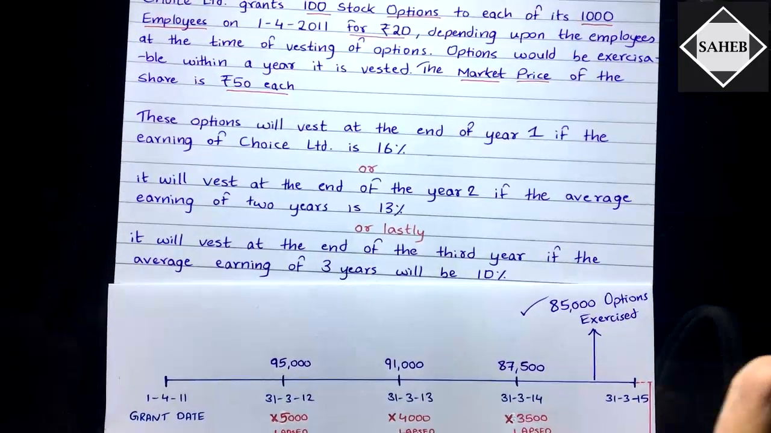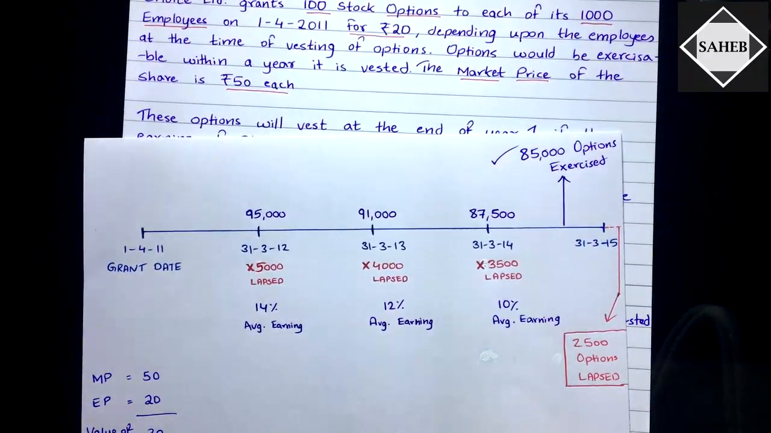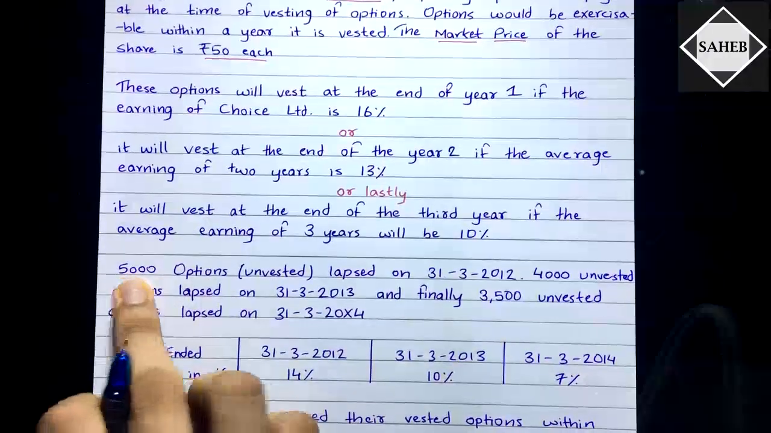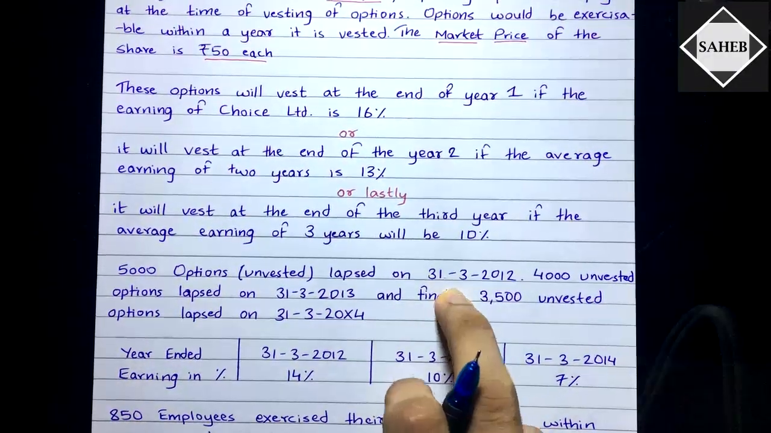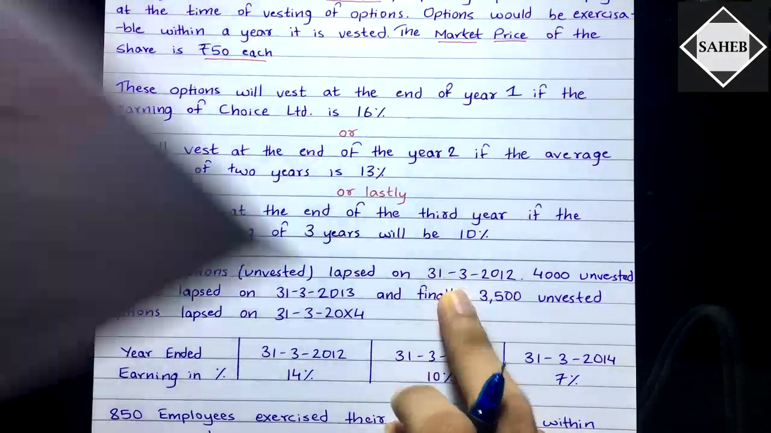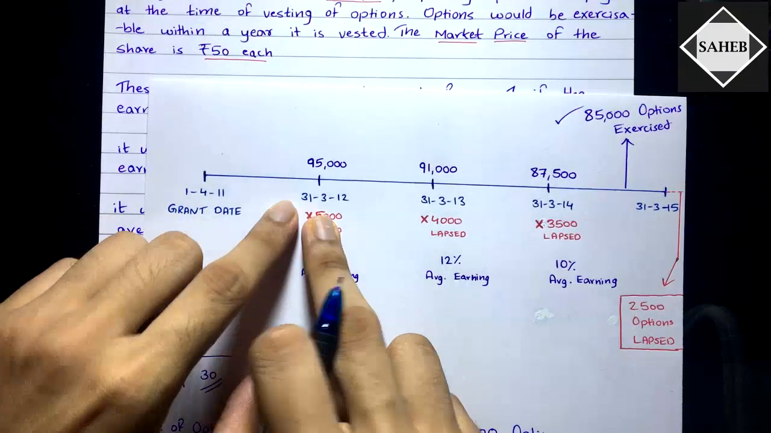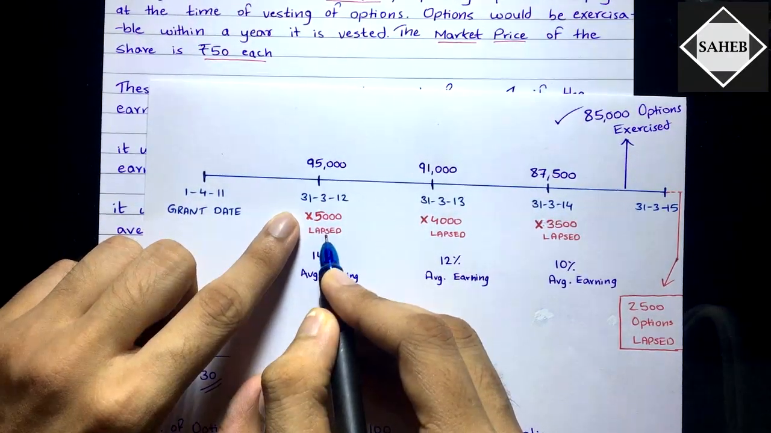अंदाज से किया हुआ है. ओके, देन व्हाट? देन कम हियर. 5,000 unvested options lapsed on 31st/3/2012. So where does that come? It comes exactly at the end of year 1. What has happened? 5,000 options have been lapsed.